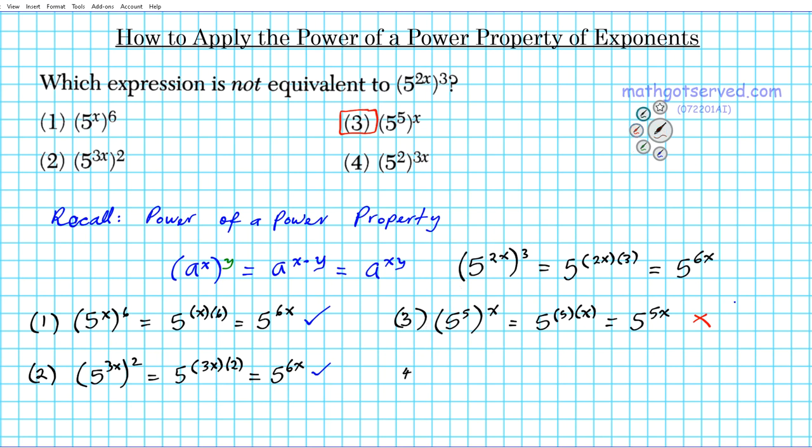Okay, so let's do the fourth one just to make sure. 5 to the second power raised to the 3x power. Applying the power of a power property, we have 5 raised to the 2 times 3x. If we simplify that, we're going to have 5 raised to the 6x. Do we have a match? We certainly do. So we know for certain that the only one that's not equivalent is option number 3.